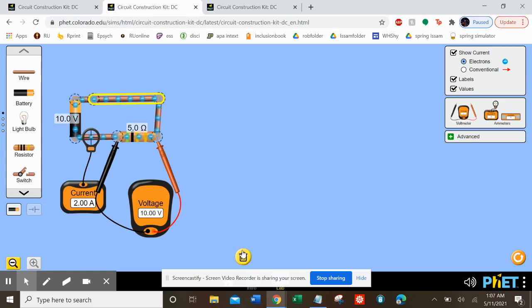Let's go ahead and find out. We'll cut the circuit there and add a resistor instead. I'll make this the same resistance. I'll make it 5 ohms.